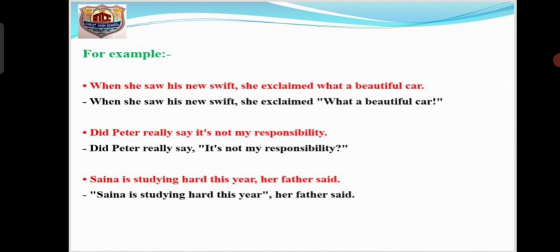For example, when she saw his new Swift, she exclaimed, "What a beautiful car!" So, when we are writing this sentence with quotation marks, we will say, when she saw his new Swift, she exclaimed, "What a beautiful car!" Did Peter really say, "It's not my responsibility"?